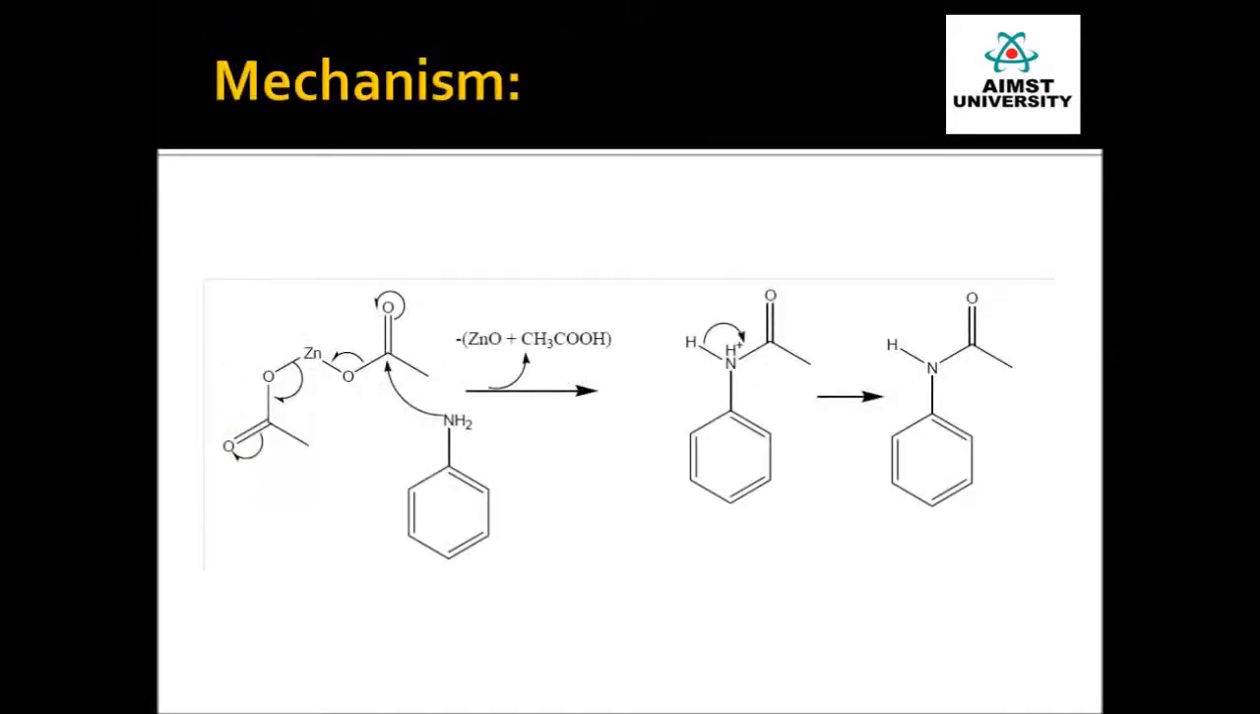Here we go to the mechanism of how acetanilide is produced from aniline in the presence of zinc dust and acetic acid. In this mechanism, we observe the acetylation of a primary amine. The primary amine used is aniline. So on acetylation using acetic acid, we get acetanilide.